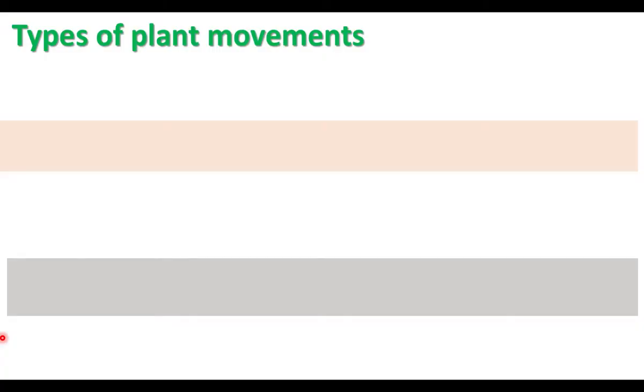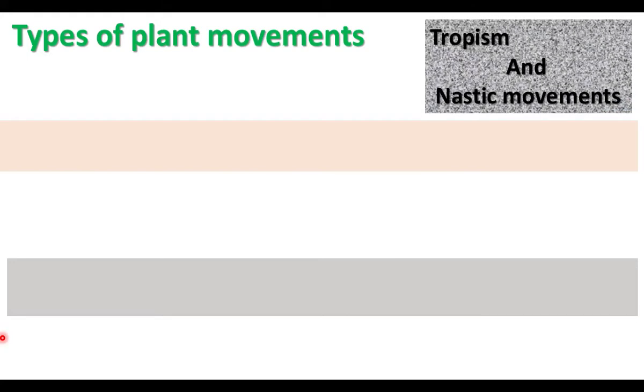There are two major types of movement in plants: tropism and nastic movements. If we touch the leaves of the touch-me-not plant, the leaves show a response. There is no growth in that movement. Such movements are called nastic movements.